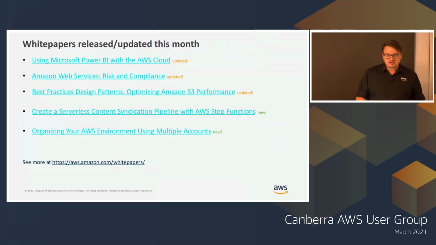Our best practices design patterns around optimizing S3 performance has been updated. So there's some content that's gone into there to support some of these new features that we have in S3. And in terms of new white papers, there was one around creating a serverless content syndication pipeline with AWS Step Functions. So a really great way to look at using Step Functions to produce content to be sent out online.